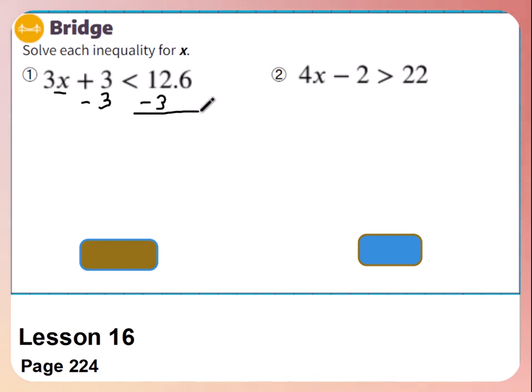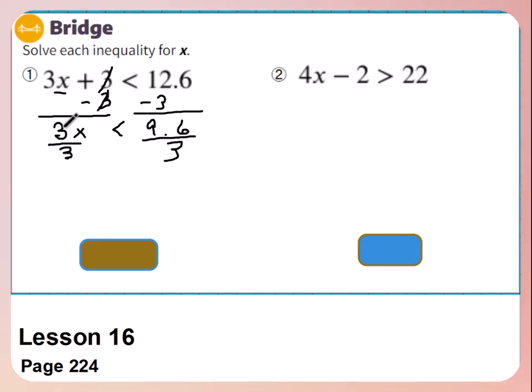Always think about what you're trying to get rid of on the left-hand side. It will not combine with anything other than constant terms. We happen to have a constant term, 12.6, and we can combine those, so I've lined them up underneath each other. 3 take away 3 is 0. I'm not going to write that 0, but I still have 3x left, so bring down the 3x. Bring down the less than, and then 12.6 minus 3 is 9.6. One more step, divide both sides by 3.